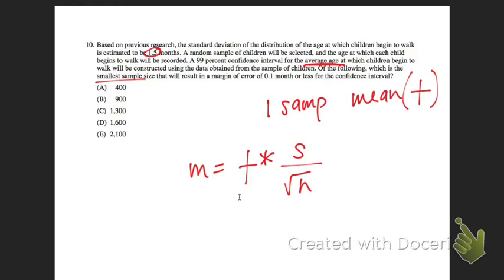However, when you're doing a margin of error, why can we not use T star? You don't have sample size, so you don't have degrees of freedom. So we use a Z star instead. Now, my margin of error is 0.1. My Z star I can calculate by doing inverse norm of 0.9950 and 1.